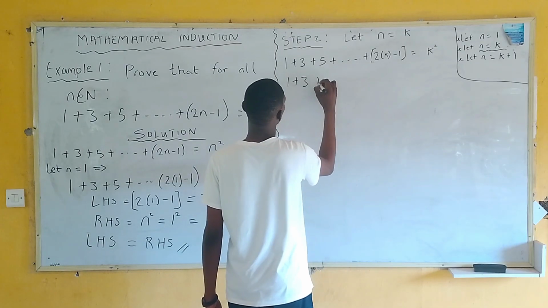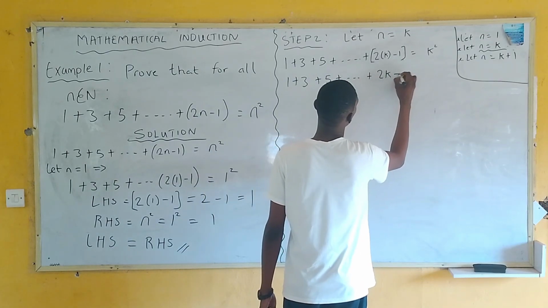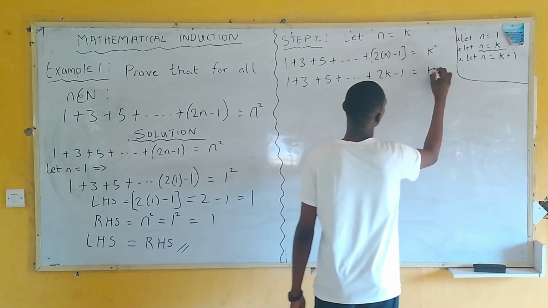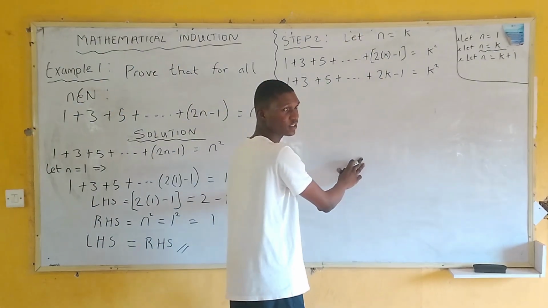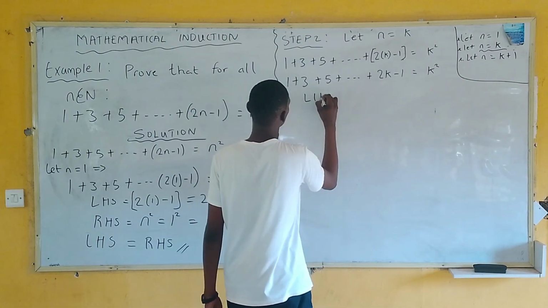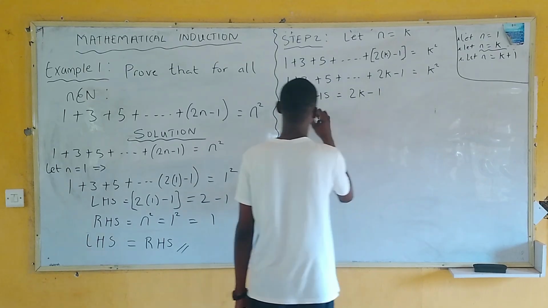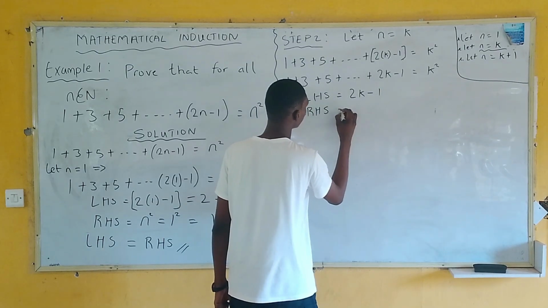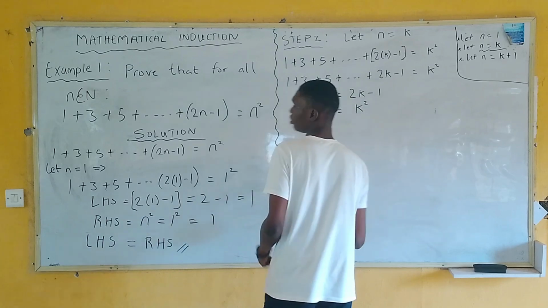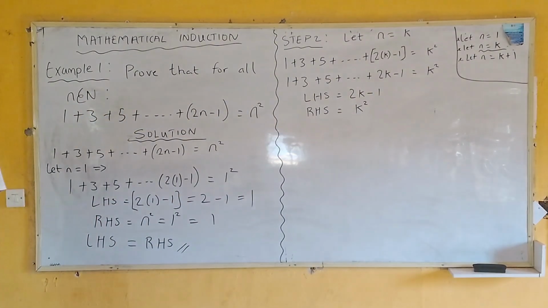So we have 1 plus 3 plus 5 plus dot dot dot plus 2k minus 1 is equal to k squared, right? Are we together? So therefore, we can say that the left hand side is 2k minus 1, right? The right hand side is equal to k squared. So notice something here. Are they equal? No. The left hand side is not equal to the right hand side.